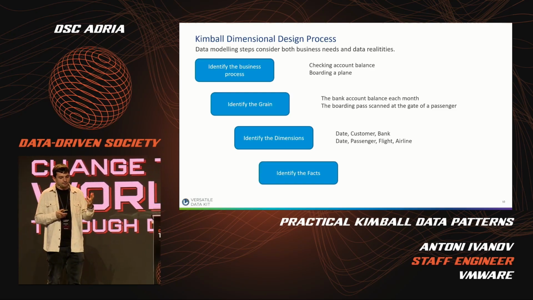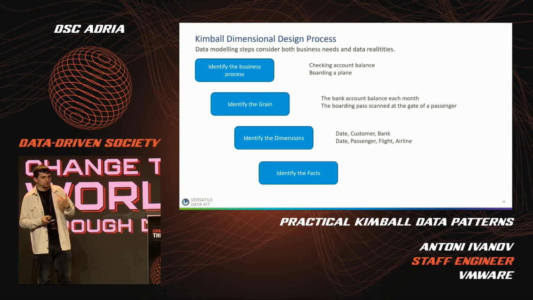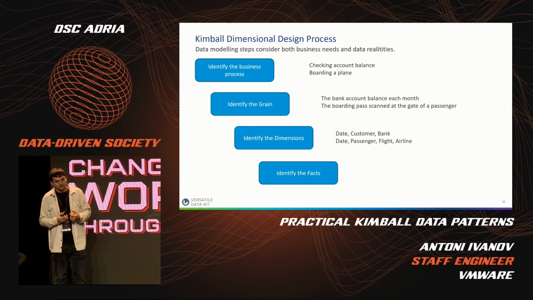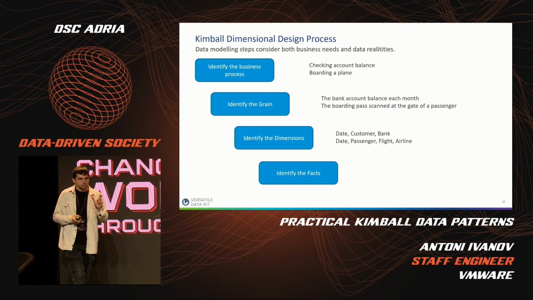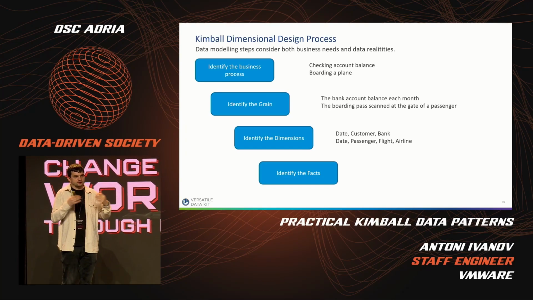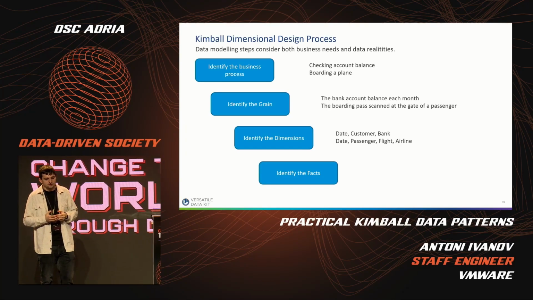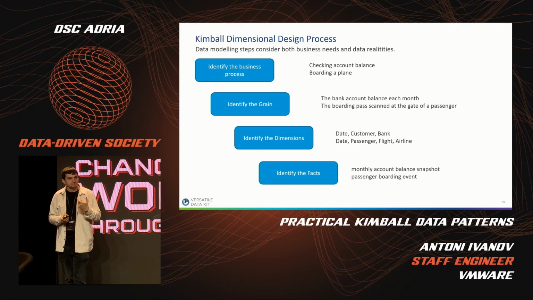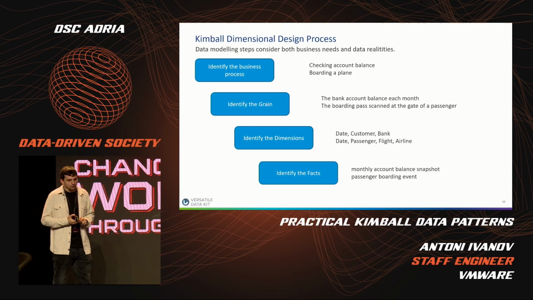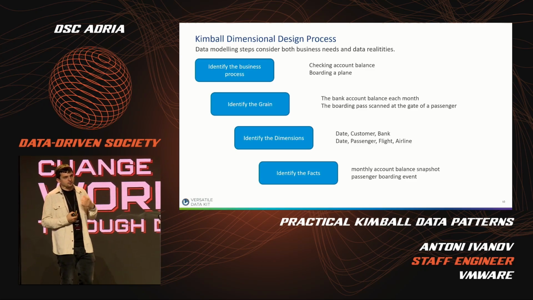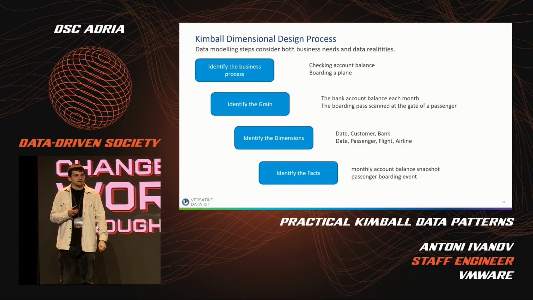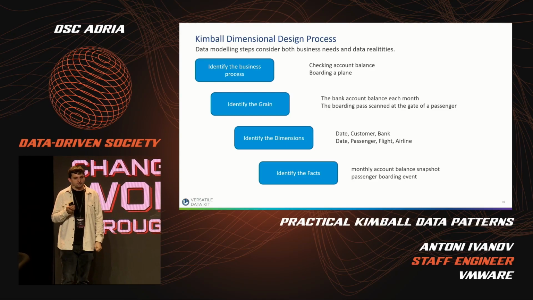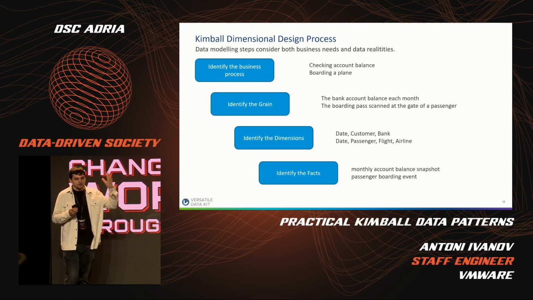And finally, now we can identify the fact, which should come fairly easily. The fact usually tends to be around the verb of the sentence that describes the business process, like the passenger boarding event. That would be our fact table, let's say, or monthly account balance snapshot would be the fact table for the checking account balance business process. So these are the four steps.